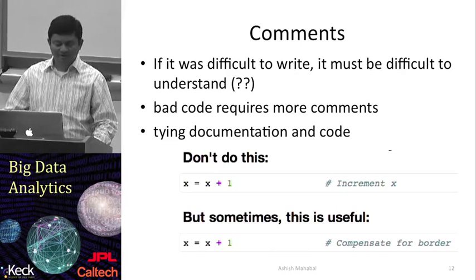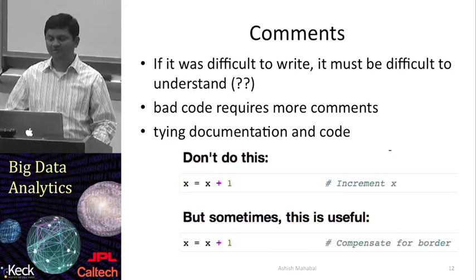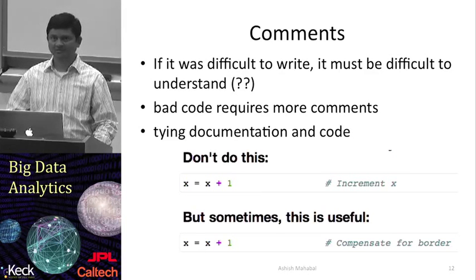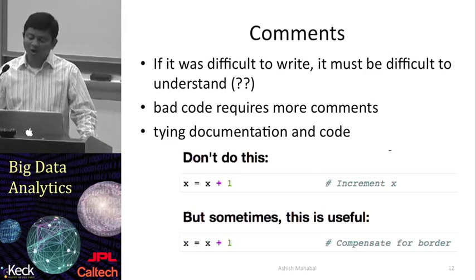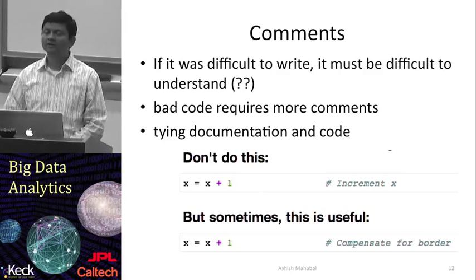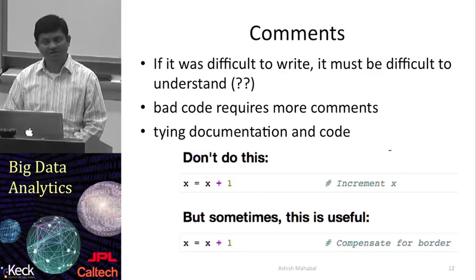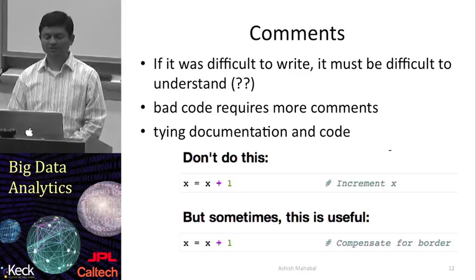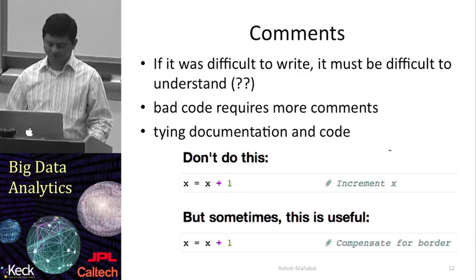As an example, you shouldn't have trivial things like when you do x equal to x plus 1, have a comment saying, oh, I'm incrementing x. That's quite obvious from the statement. On the other hand, if you are incrementing x for a specific reason that is non-standard, like you are compensating for the border as has been shown here, then perhaps you should state that as a comment. You should say that x equal to x plus 1 and that it's compensating for a border.